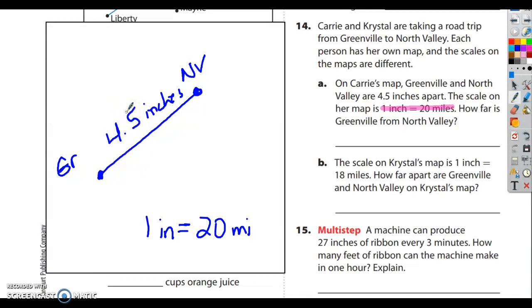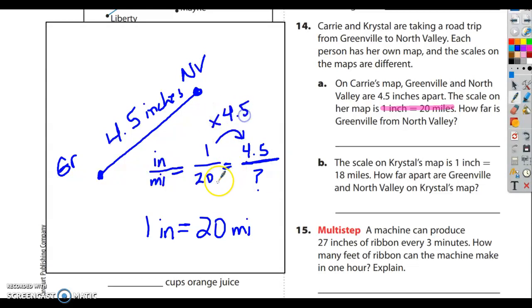You could either do this, where you set up 1 inch. I'll set up my inches over my miles. And according to the scale, 1 inch is equal to 20 miles. But I need to figure out 4.5 inches. And how many miles is that? And then you ask yourself, how do you get from 1 to 4.5? You multiply by 4.5. So how do you get from 20 to unknown? You multiply by 4.5. So one way to do this is just to do 4.5 times 20.